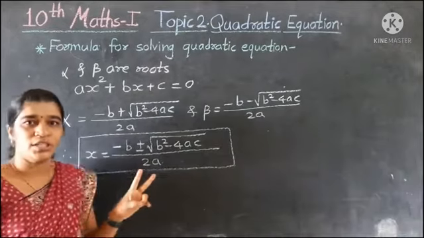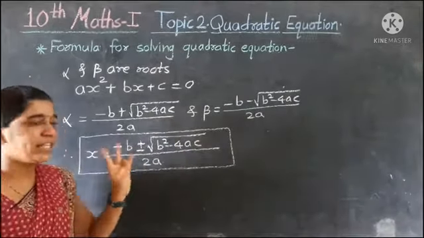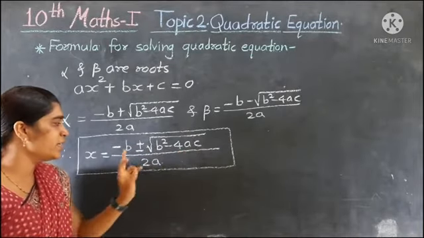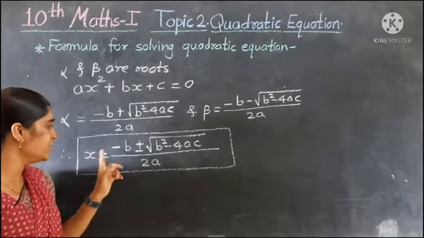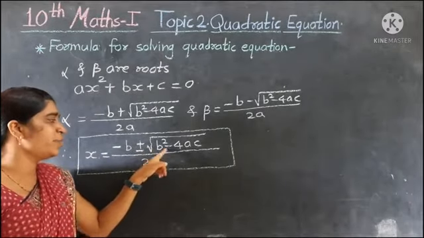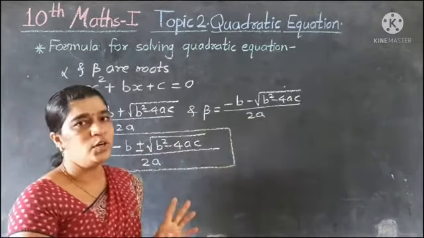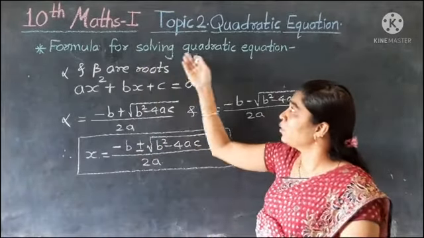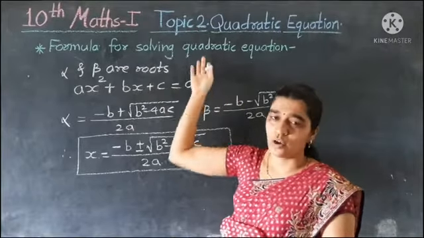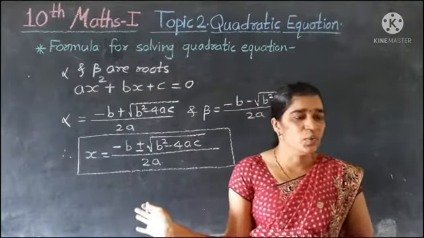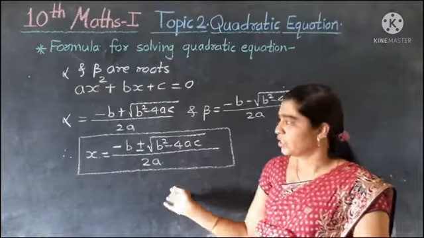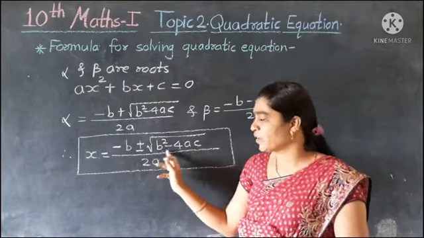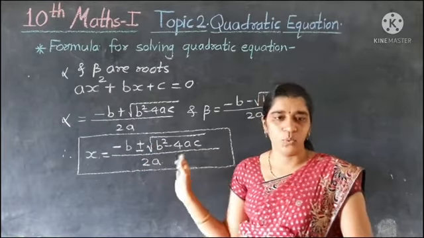There are 2 solutions. It is a quadratic equation, so it has 2 solutions. One is minus b plus root b square minus 4ac upon 2a, and the second is minus b minus root b square minus 4ac upon 2a. Okay, understand how to write? By formula method we find the solution of quadratic equation, that is the roots of that quadratic equation: x is equal to minus b plus or minus root b square minus 4ac upon 2a.